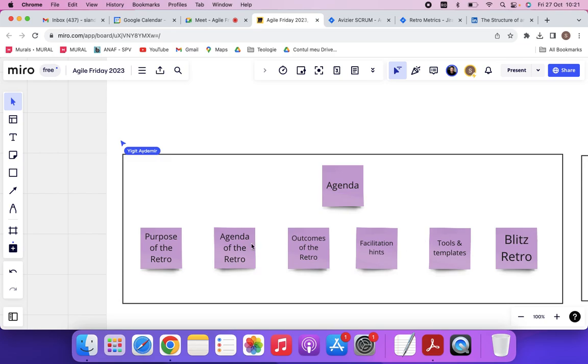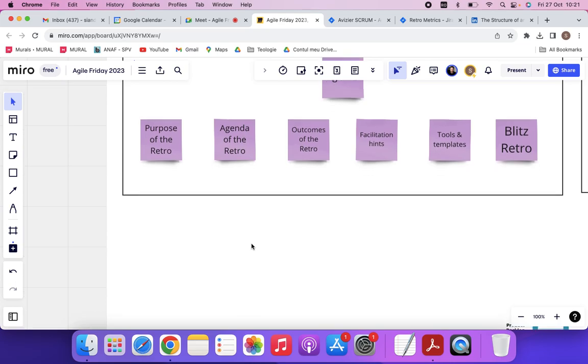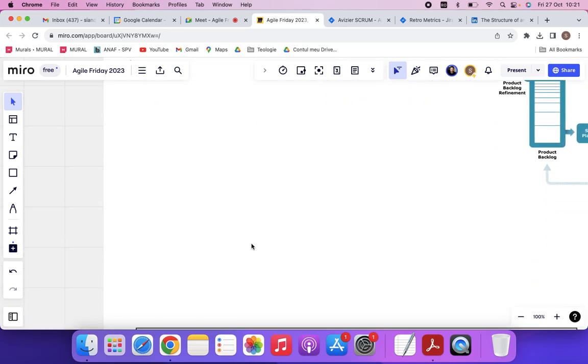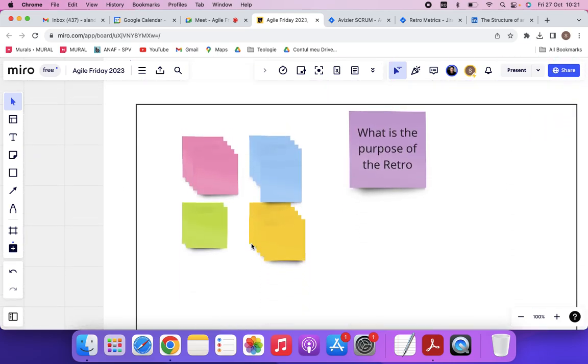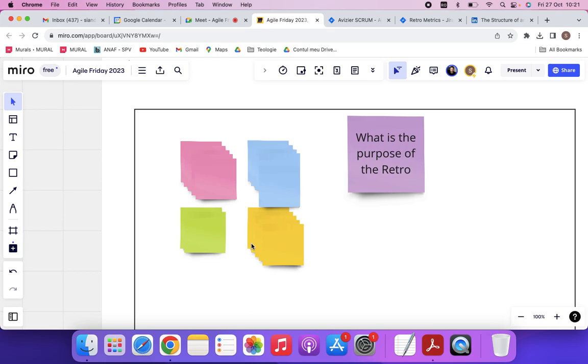So moving a little bit further, if we think of the retrospective, what is a retrospective for you? What does a retrospective represent for your team?